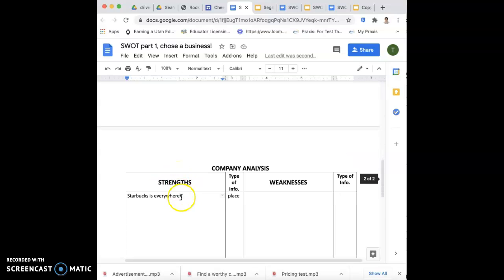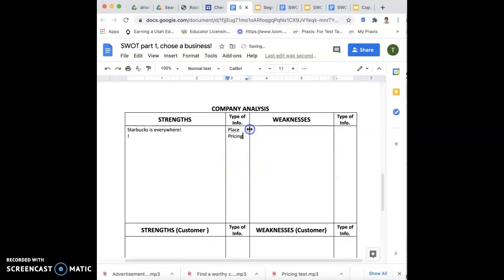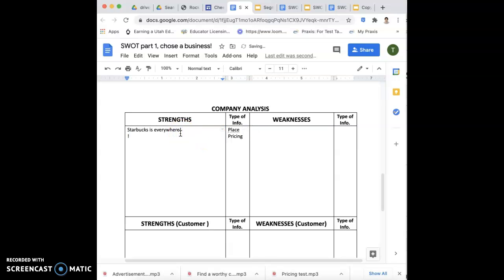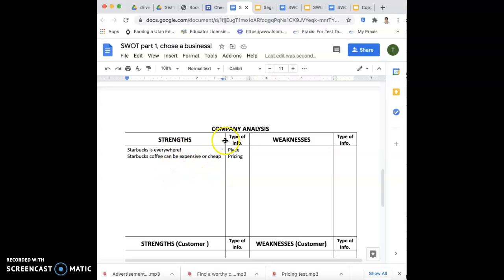Next one, oh, I jumped to place. Let's do pricing. Excuse me, you don't want that there, you want that over here. Pricing, maybe move this a little bigger. Starbucks coffee can be expensive or cheap. Okay, maybe that could be a weakness as well, but let's go through the 4 P's for strengths.